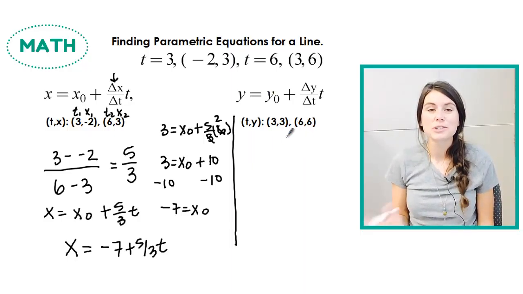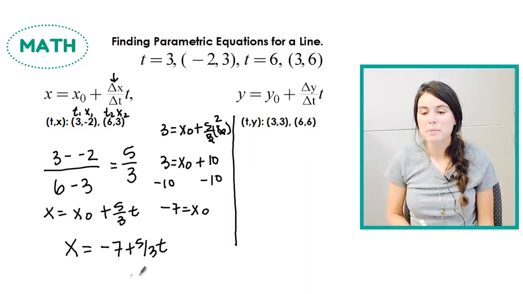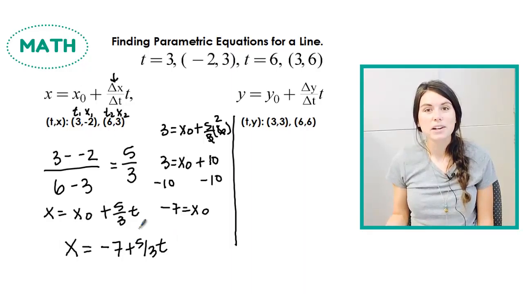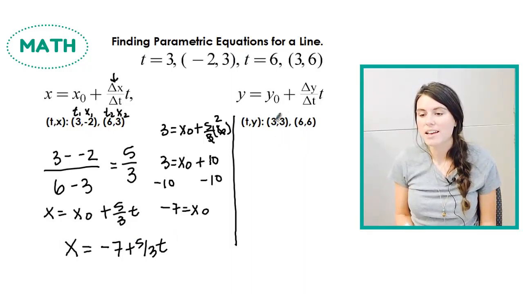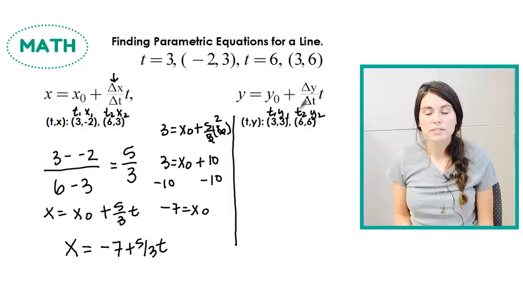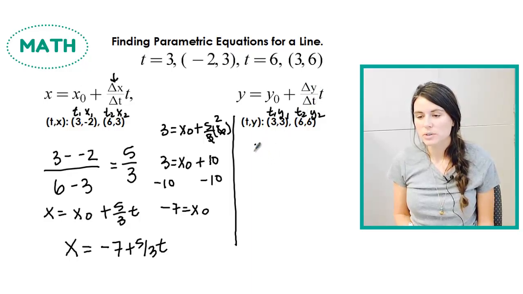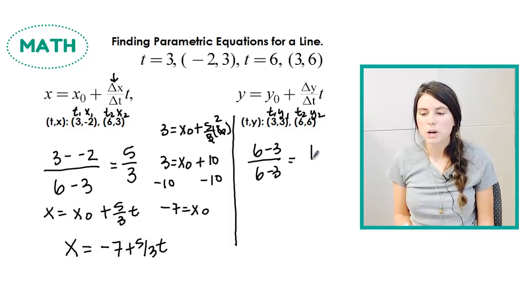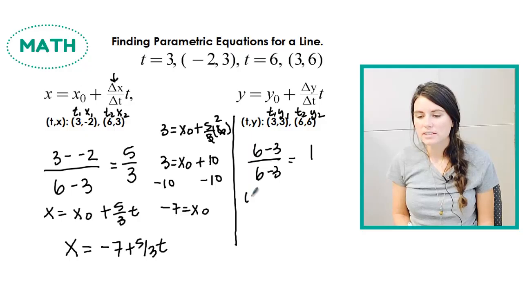And now we're going to do the second set. So we found our parametric equation for x. Now we're going to find our parametric equation for y. So again, I'm going to label this, it's t1, y1, t2, y2, and I'm going to find my change in y over change in t first. So it's going to be 6 minus 3 over 6 minus 3, which is going to simplify to 3 over 3, or 1. I plug that in, so y is equal to my initial y plus 1t.